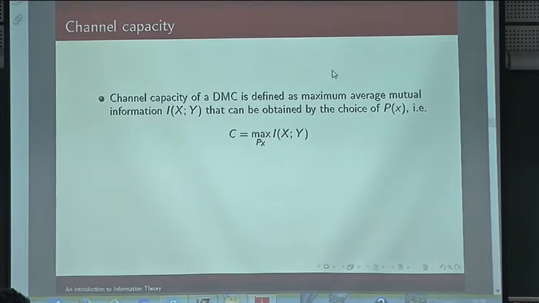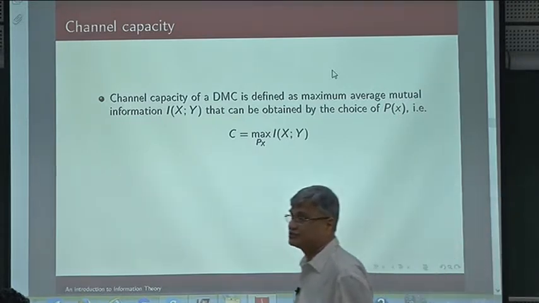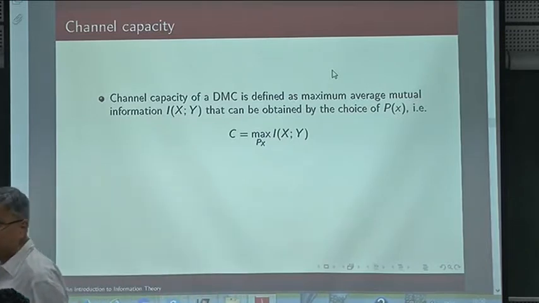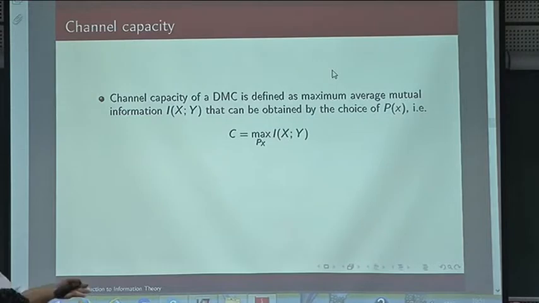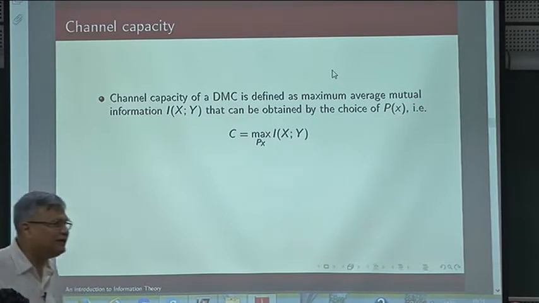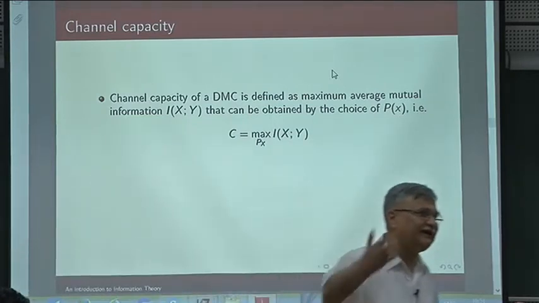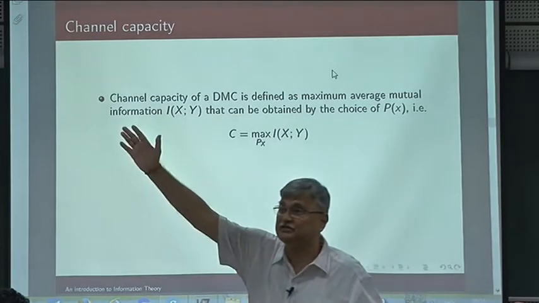Channel capacity of a discrete memoryless channel is defined as the maximum average mutual information that can be obtained by the choice of Px. That is the important thing, choice of Px. What this is saying is that your mutual information depends upon the distribution that you have for Px. That is why it is a very difficult problem. There are infinite possibilities for Px. This is saying find that Px for which the mutual information is maximum.